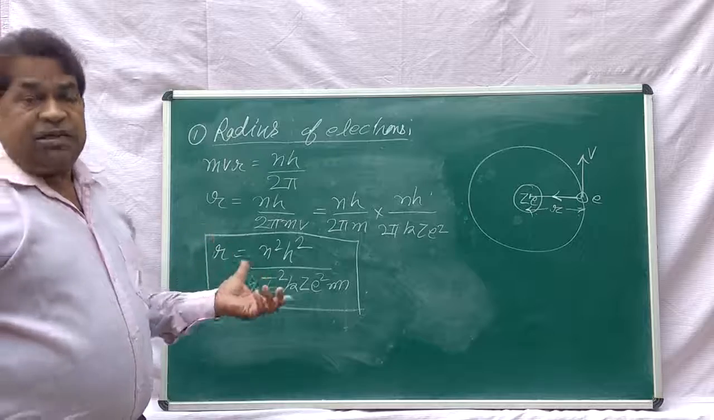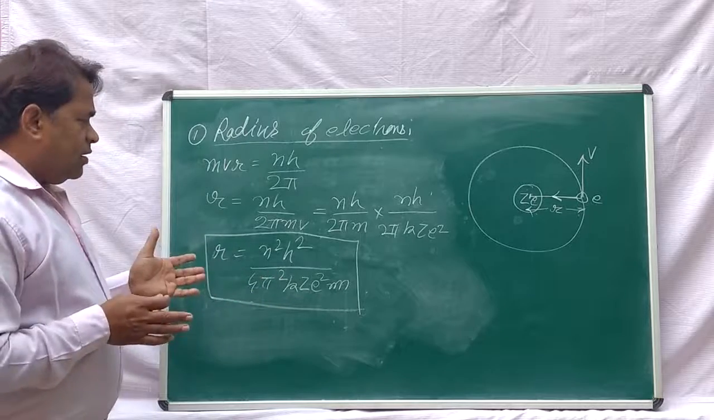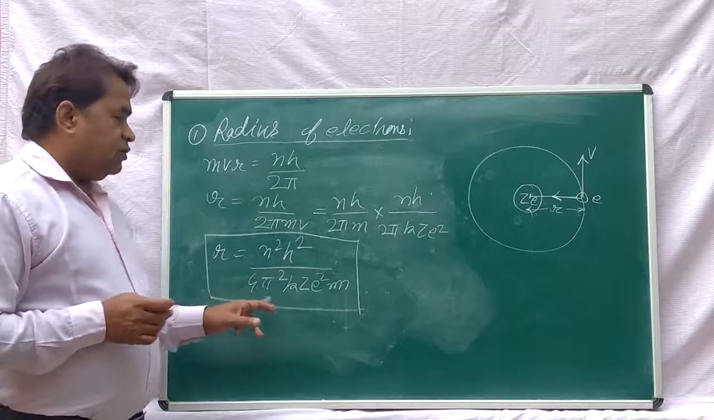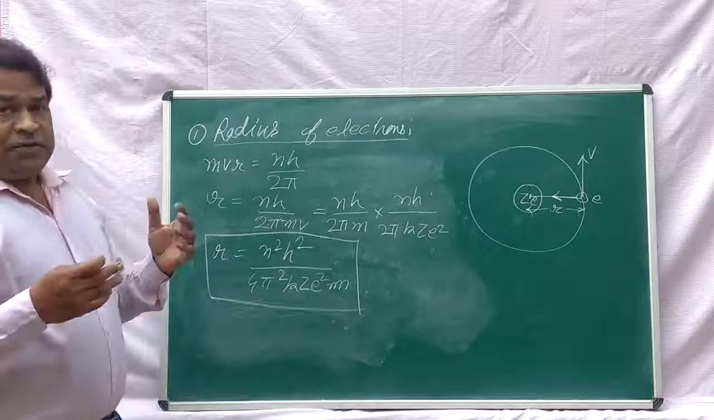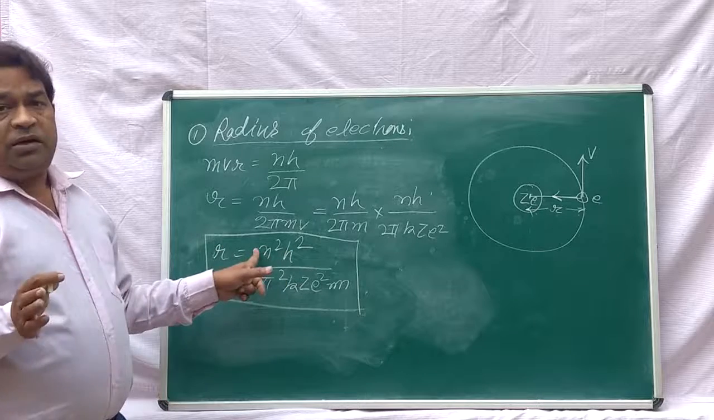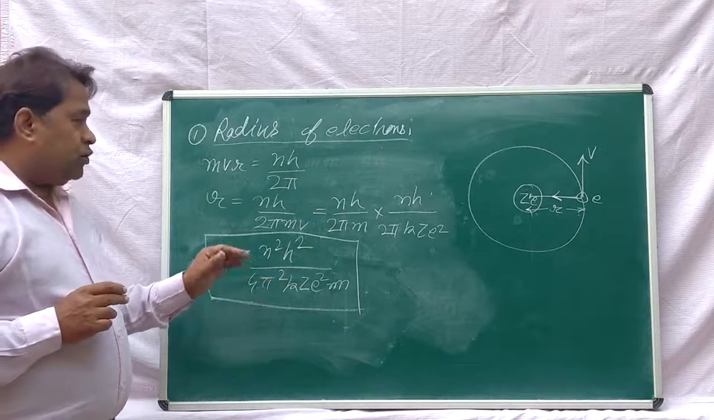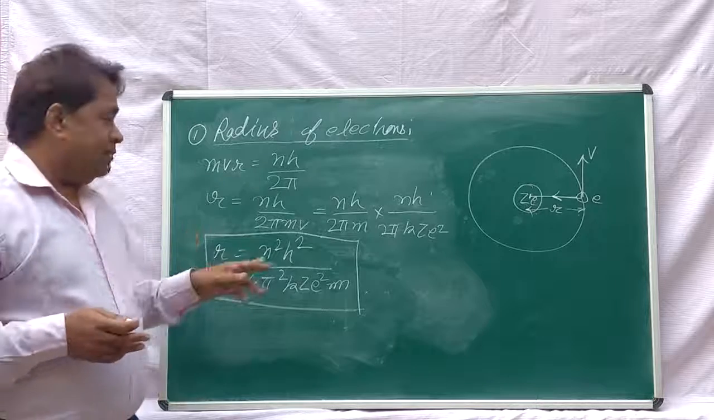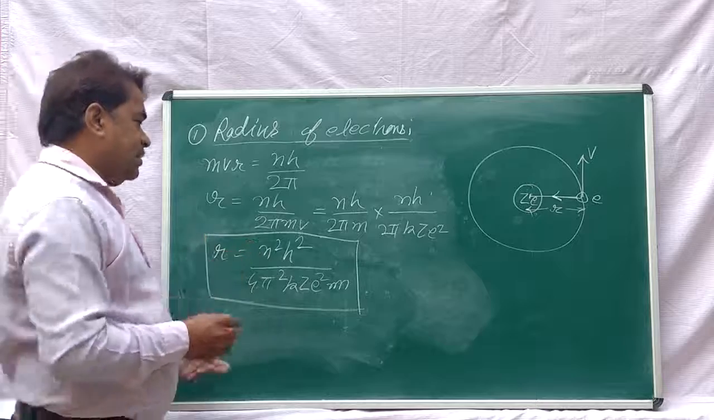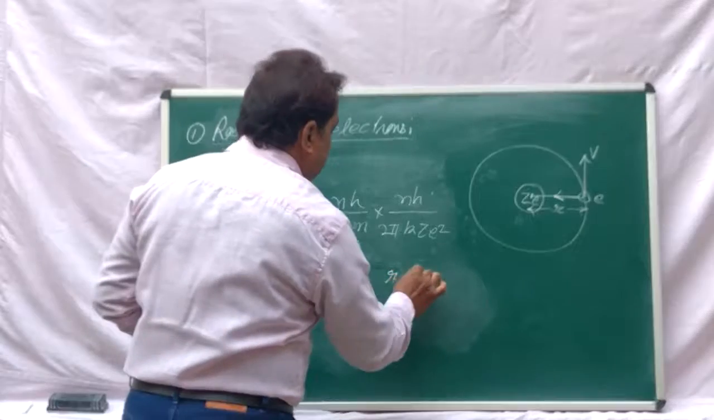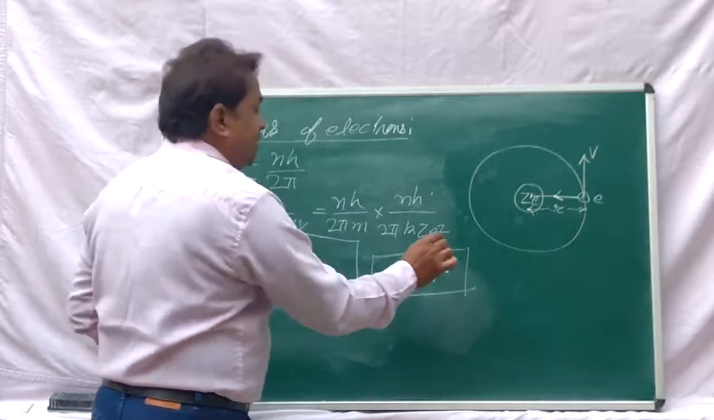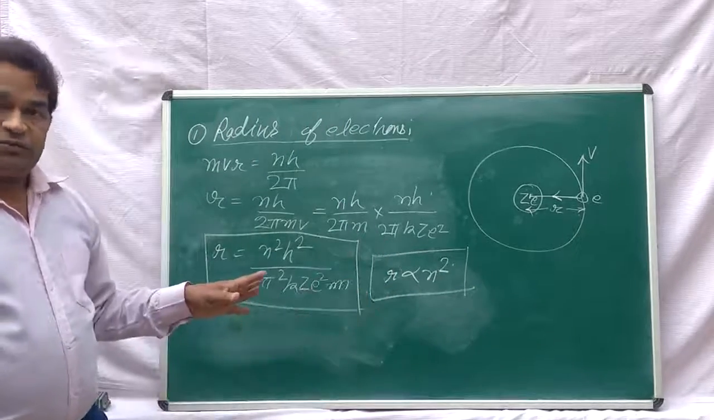From this formula, my friends, you can see that all the quantities are constants. For hydrogen or hydrogen like atoms, everything is constant excepting the principal quantum number. So as the quantum number increases, the radius of Bohr's orbit also increases. So we can say here the radius is proportional to n square. This is a very important fact that you should remember.